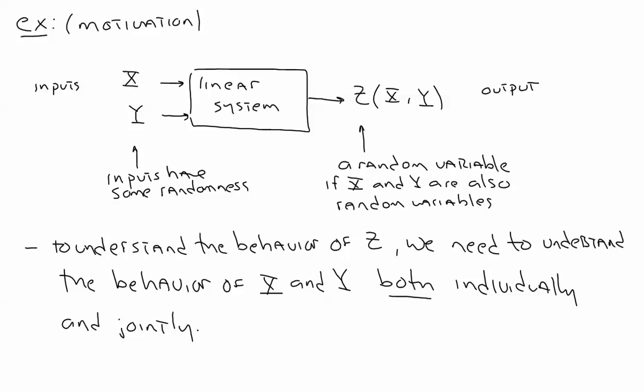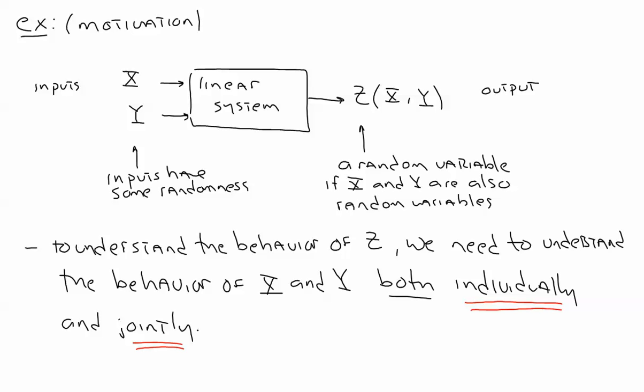We need to know how random variables x and y behave in isolation from one another and how they might interact or interfere or influence one another jointly. So to understand a random variable that's a function of multiple inputs, we need to know how the input random variables might behave individually and jointly.